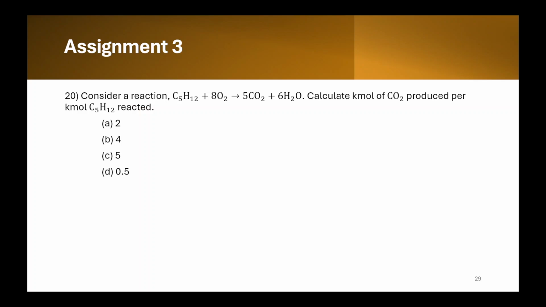Next, consider a reaction. This is pentane C5H12 plus 8O2, 8 moles of O2 giving 5 moles of CO2 and 6 moles of H2O. Calculate the kilomole of CO2 produced per kilomole of C5H12 reacted. So from this reaction equation, we can see that 5 moles of CO2 are produced when 1 mole of C5H12 is reacted with 8 moles of O2. So 5 by 1. That will be the correct answer here.